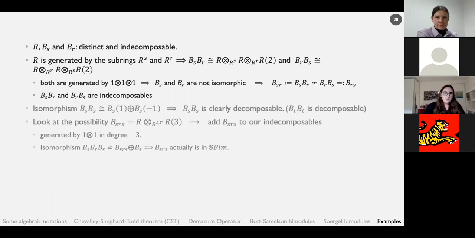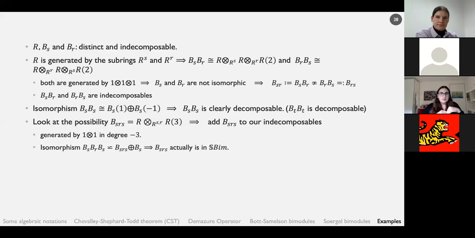But as shown above, B_S B_S, which is isomorphic to B_S with a grading shift of 1 direct sum B_S with a grading shift of -1, is clearly decomposable. And in the same way, we can say that B_R B_R is decomposable, and we don't need to add these to the list of indecomposables.